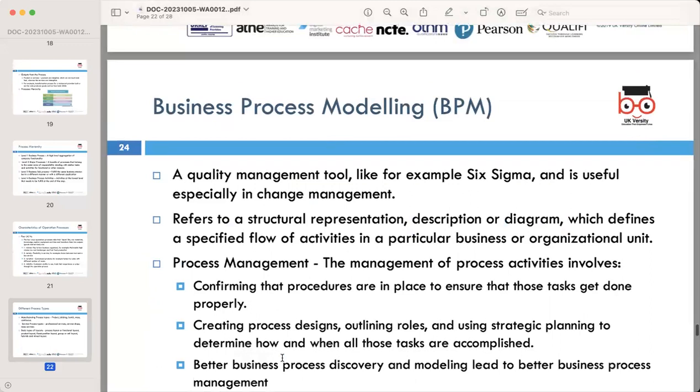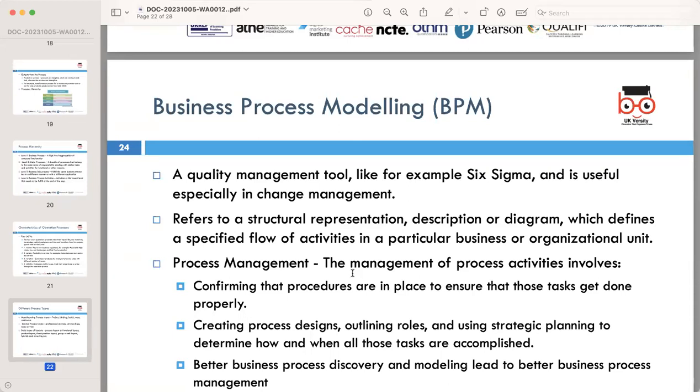So a business process model is basically a quality management tool used in change management. It involves structural representations, descriptions, or diagrams which define a specific flow of activities in a particular business or organizational unit. So process management, managing process activities, involves ensuring that procedures are in place to perform tasks properly. It includes creating process designs, defining roles, and strategically planning how and when tasks are accomplished.